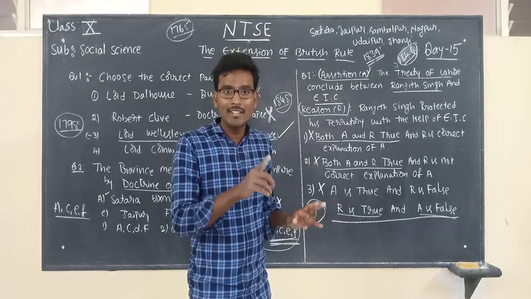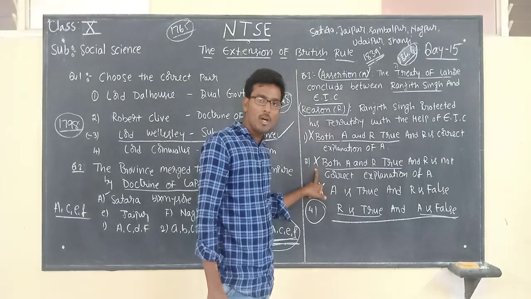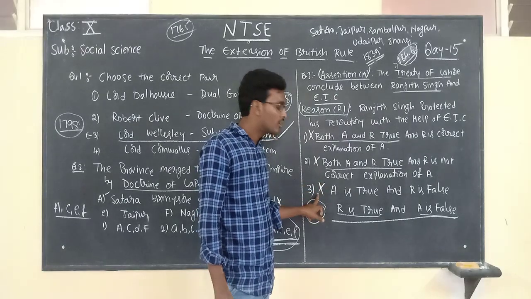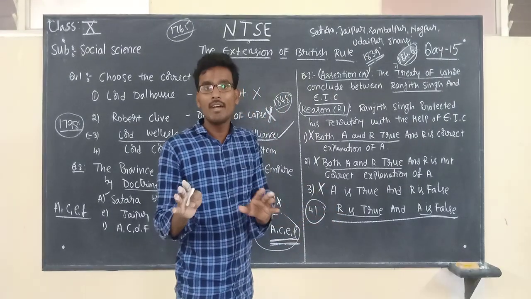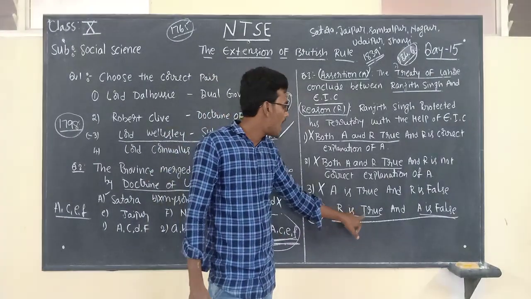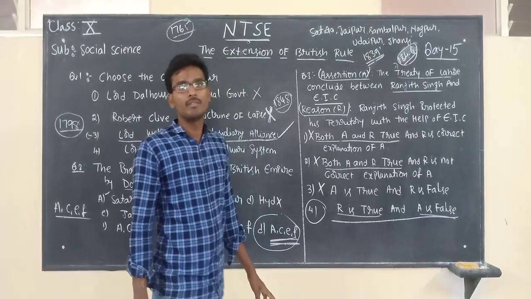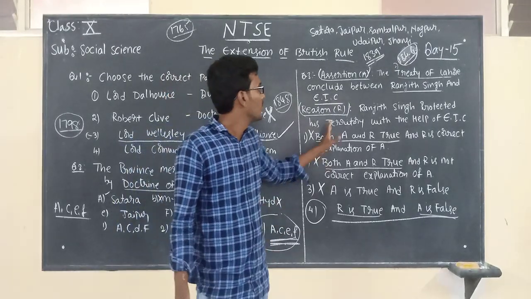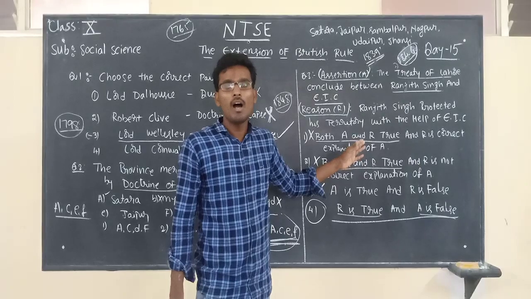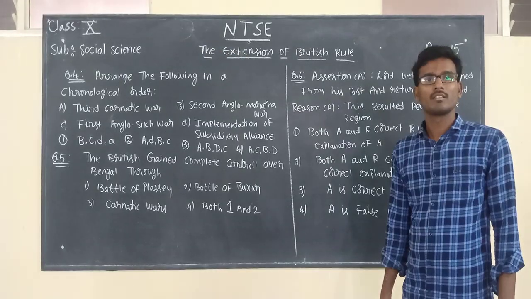So here I have done the same thing. I eliminated the first option, that is wrong. I eliminated the second option, that is also wrong. I eliminated the third option, that is also wrong. Finally, which is the right option here? Option number 4, that is, R is true and A is false. So children, this is the way you must give answers for the assertion and reasoning type of questions.